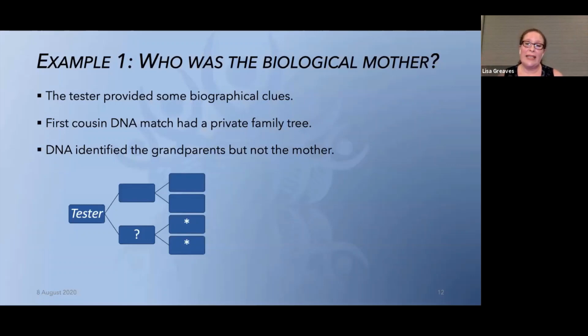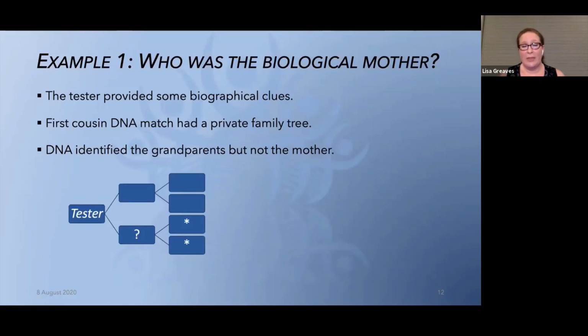But we did find a first cousin that turned out to be on the maternal side. Unfortunately, she had a private family tree. And so, if that family tree hadn't been private, the tester wouldn't have needed my help at all. It would have been a very simple thing to figure out. But a lot of people do have private family trees for various reasons. On Ancestry, however, it's possible to click on somebody's user profile, and sometimes they have more family trees there that are not private.